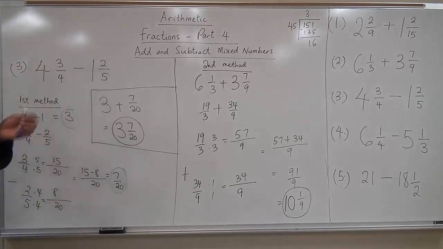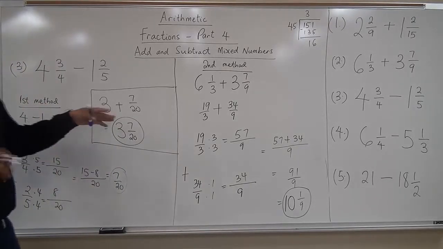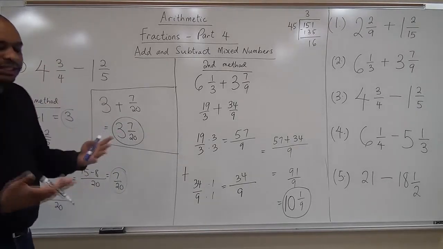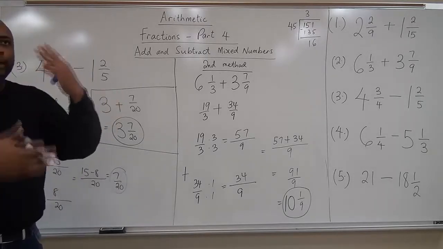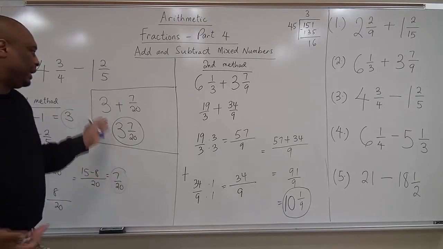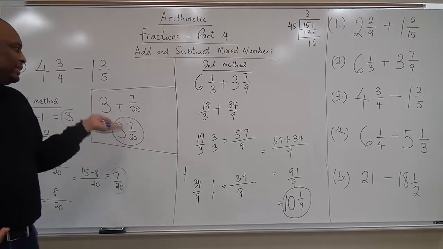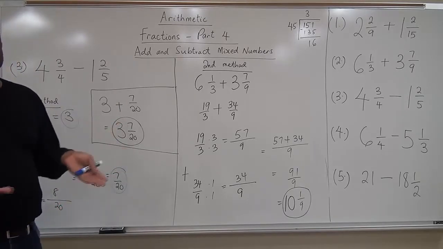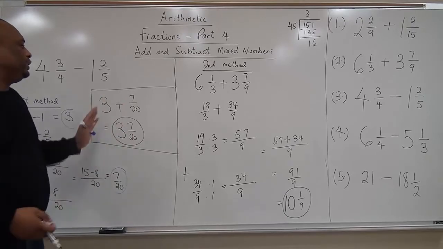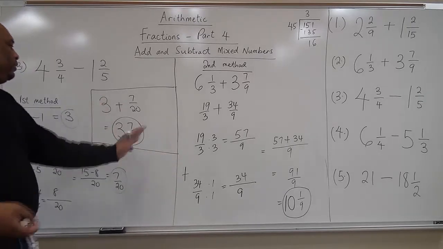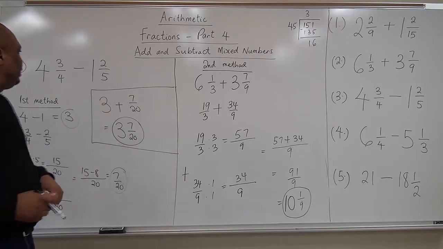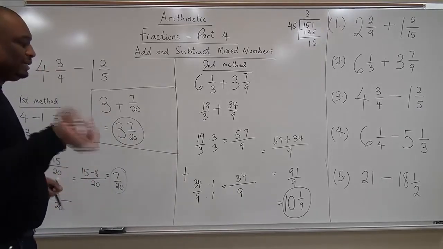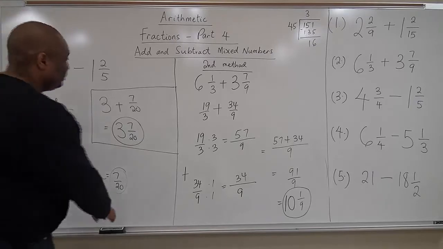That's it. You know, when you are adding an integer with a fraction, you don't need to start writing, trying to make that integer like a fraction. Like some people will do 3 over 1 plus 7 over 20 and try to do the LCD. Come on. Just add it like that. 3 whole number, 7 over 20, period. Like that.